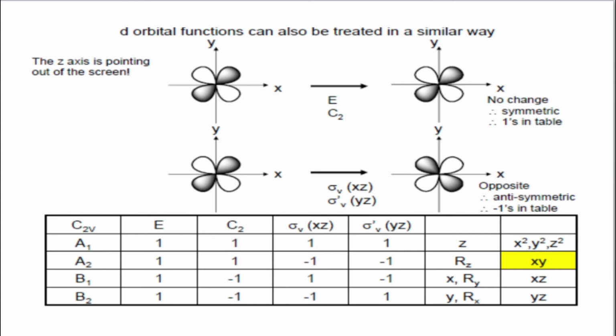So the dxy orbital is symmetric for identity and C2, so one character should be there below E and C2. And for sigma, wave function exchange will be there. The positive region will become negative, and negative will become positive. So it is antisymmetric for sigma xz and sigma yz. So which representation is antisymmetric for sigma xz and sigma yz? It's A2. So A2 represents the quadratic xy function.